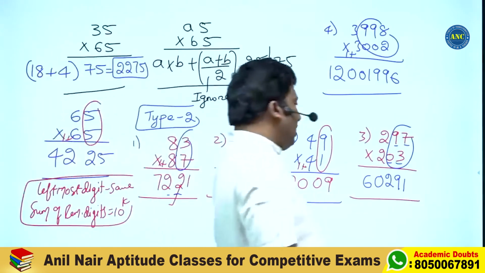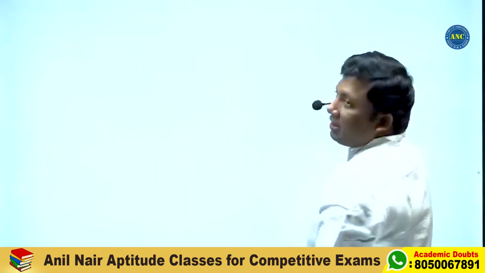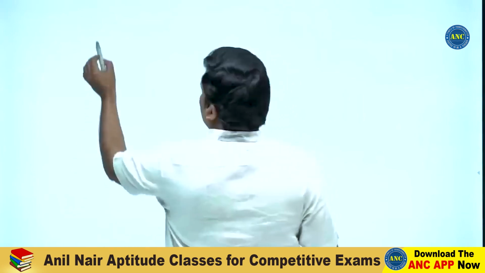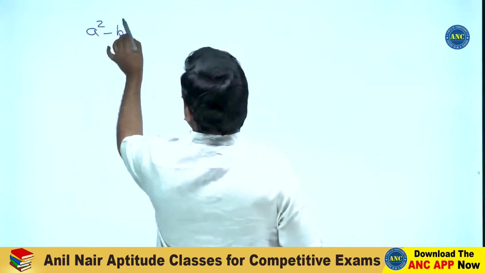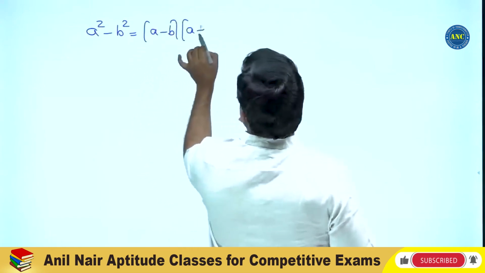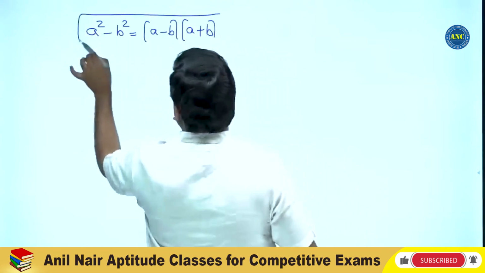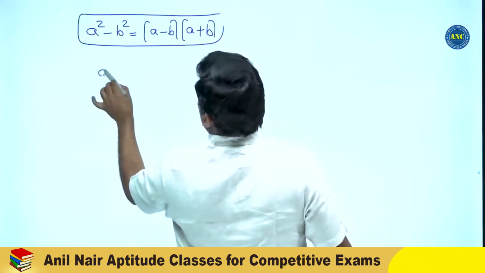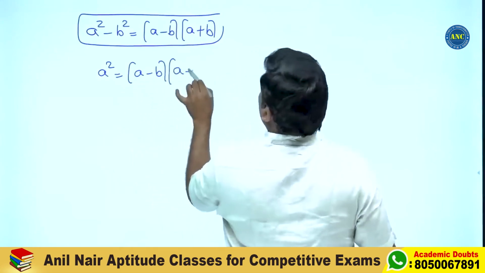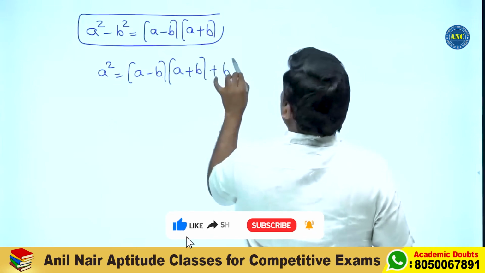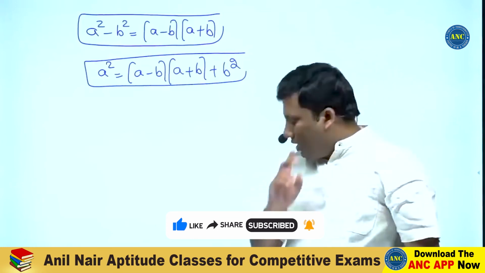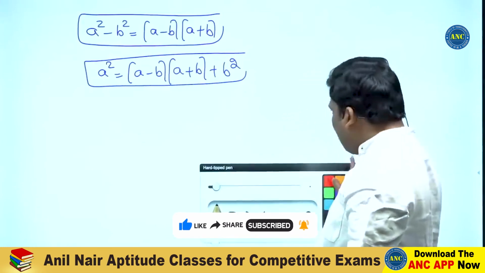Squares of the numbers ending with 5. Now, another one. For me, it is not the question. Question could be any numerical value. Next one. A square minus B square is equivalent to A minus B into A plus B. So, if B square comes to the right hand side, this will become A minus B into A plus B plus B square.